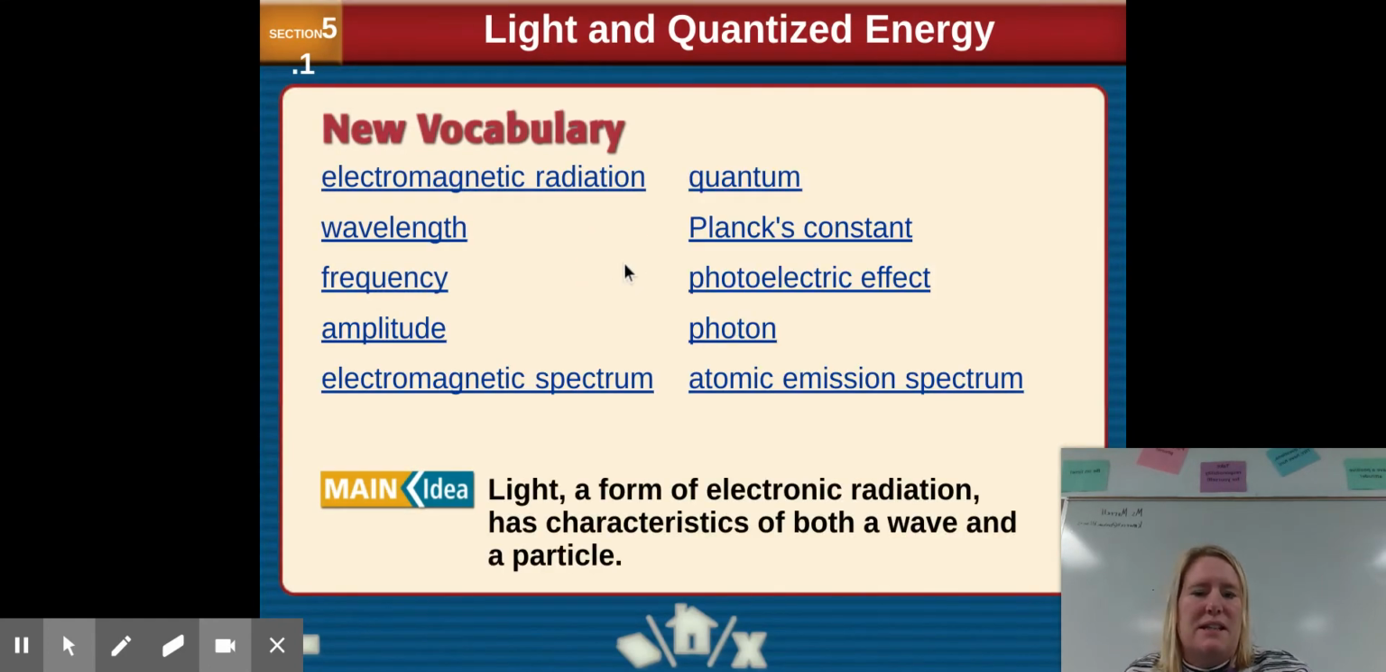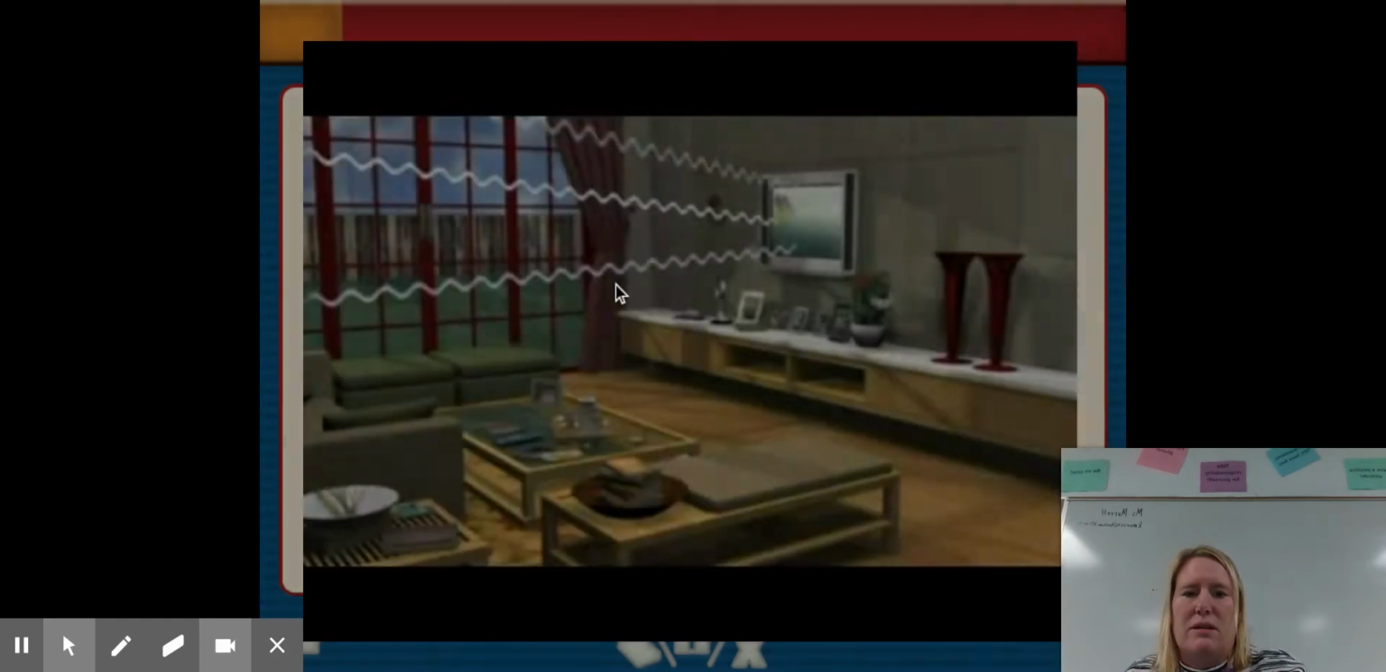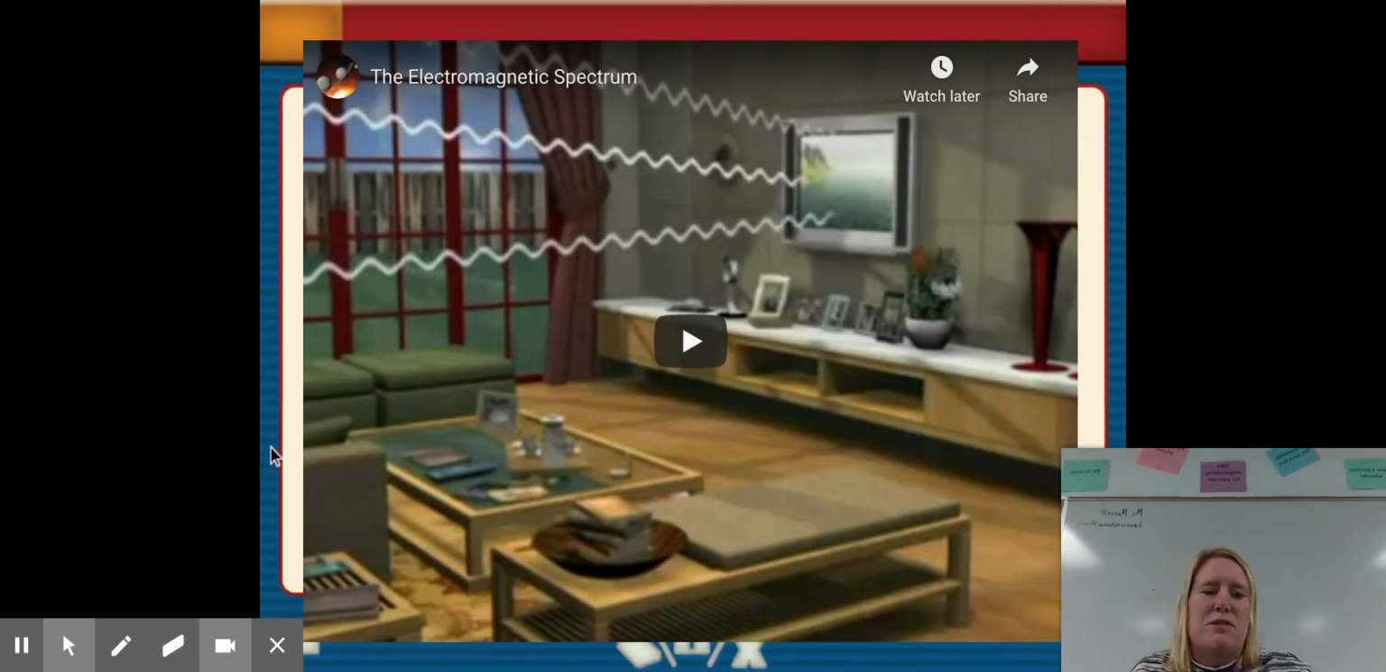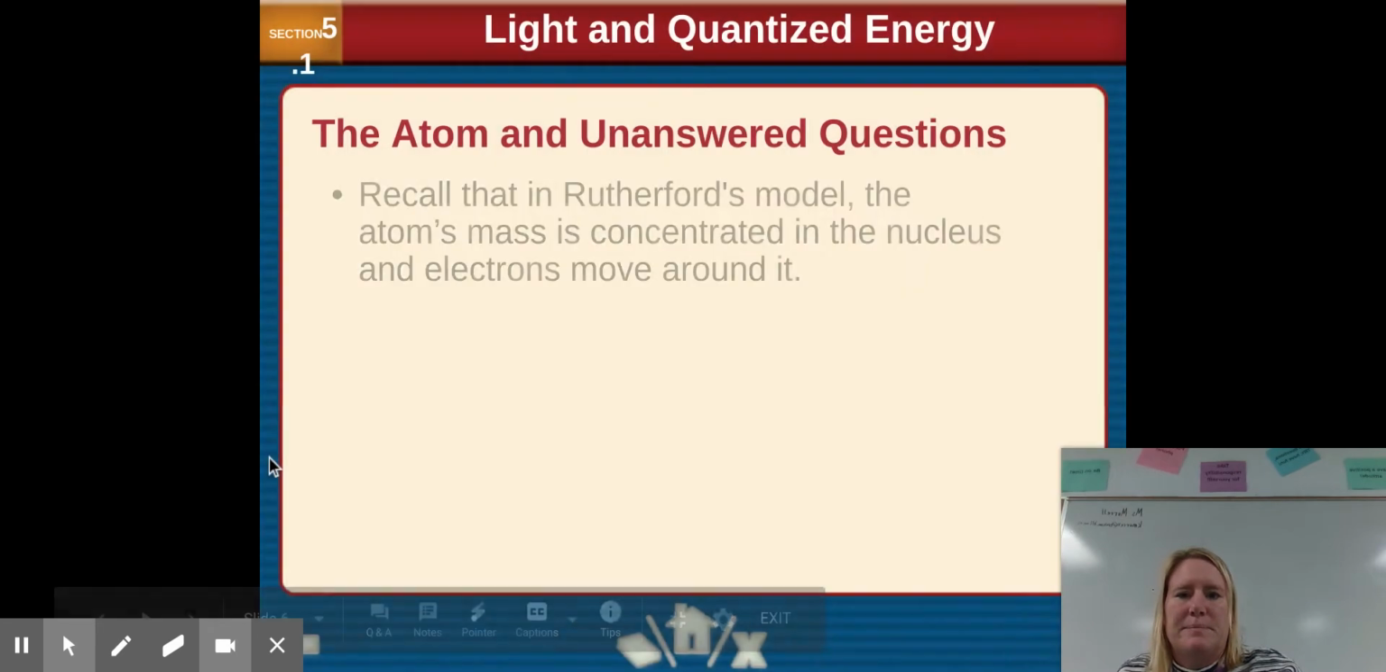And the main idea is light is a form of electromagnetic radiation. It has both wave and particle behavior. Okay, so it has wave and particle, so we'll be talking about that. There's a video if you take a look at the slideshow. I would love if you'd watch. It's just talking about different types of radiation in our homes, in our lives.